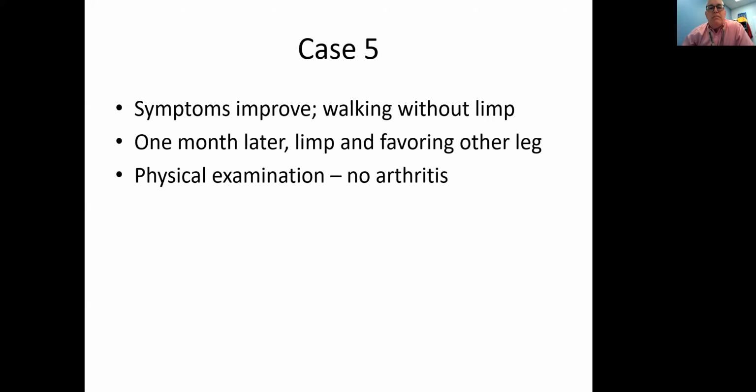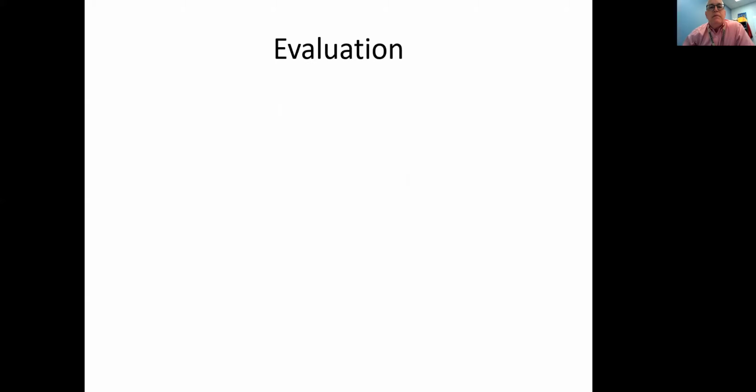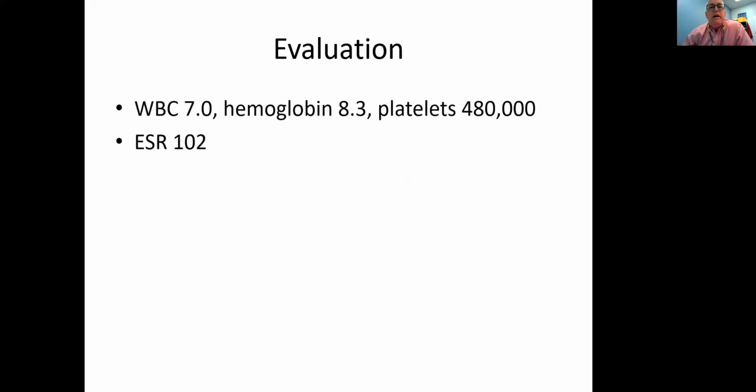She got somewhat better at home. 1 month later, she had limp and was favoring the other leg. Still a normal physical exam. She gets labs, very high SED rate. So this is a patient who's polyarticular, no arthritis. This is the sickest or the least sick group. This patient falls in the most sick group.